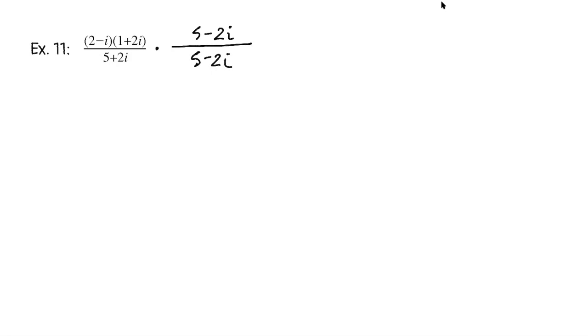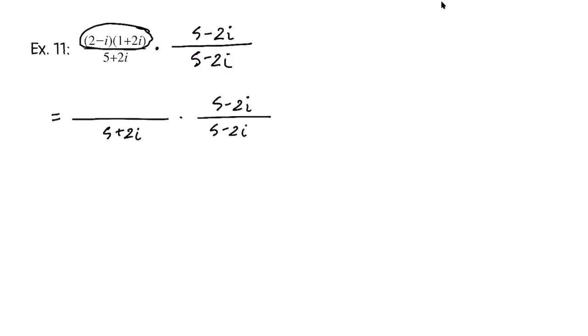Now, some people, when they see more than one thing on the top, they like to simplify that part first and then multiply by the conjugate, okay? So that's really up to you what order you want to do this in. But let's maybe simplify the top first, and then we'll multiply the top and bottom by the conjugate, okay? So we are going to keep this on the bottom. We're going to keep our conjugate.